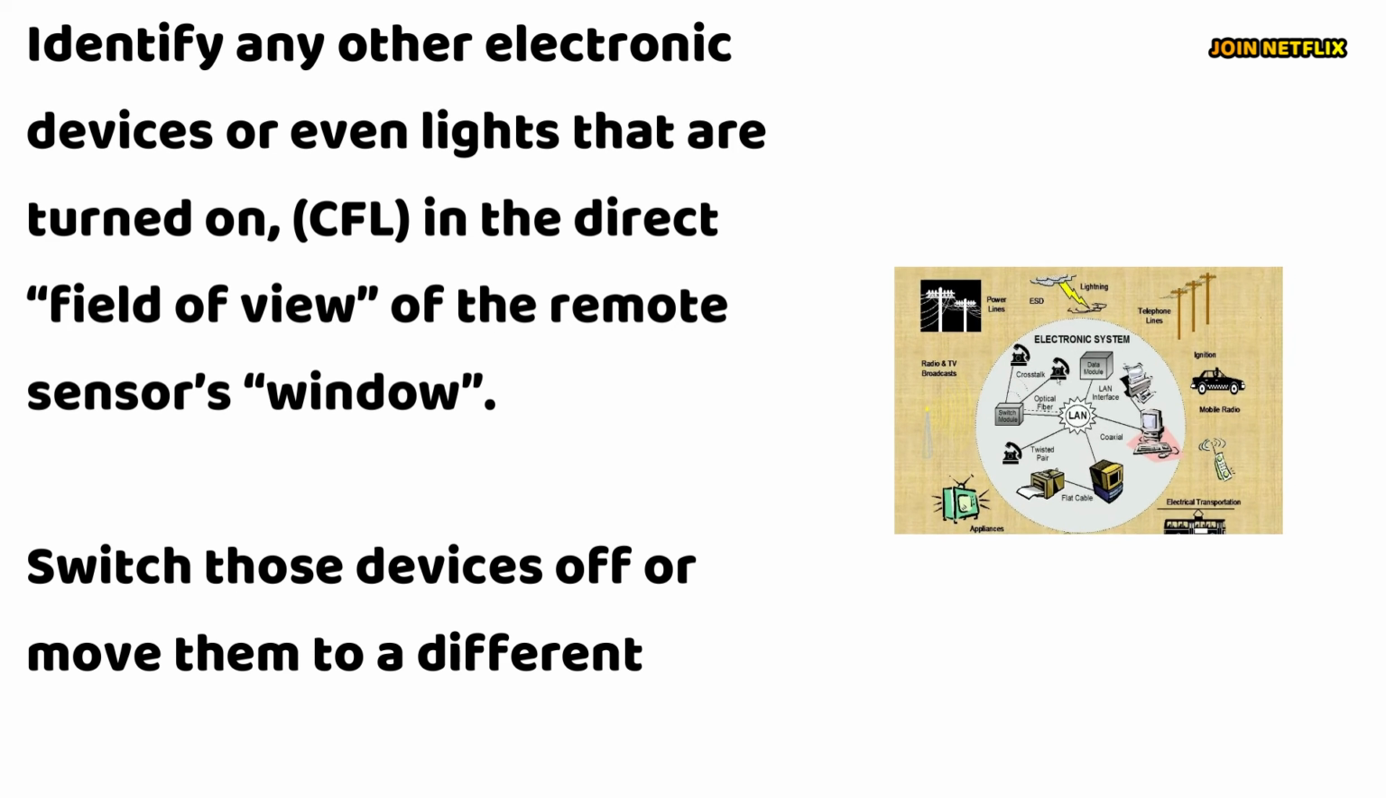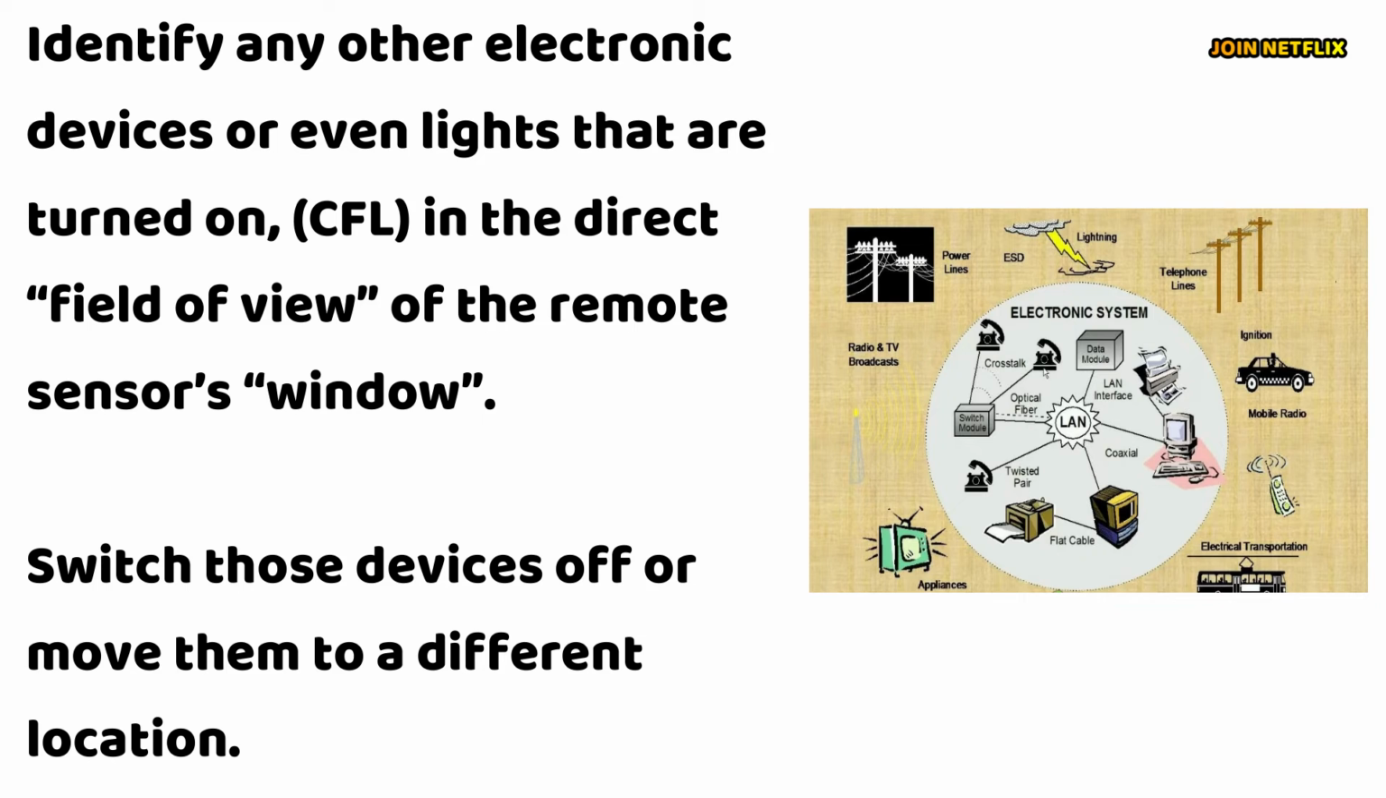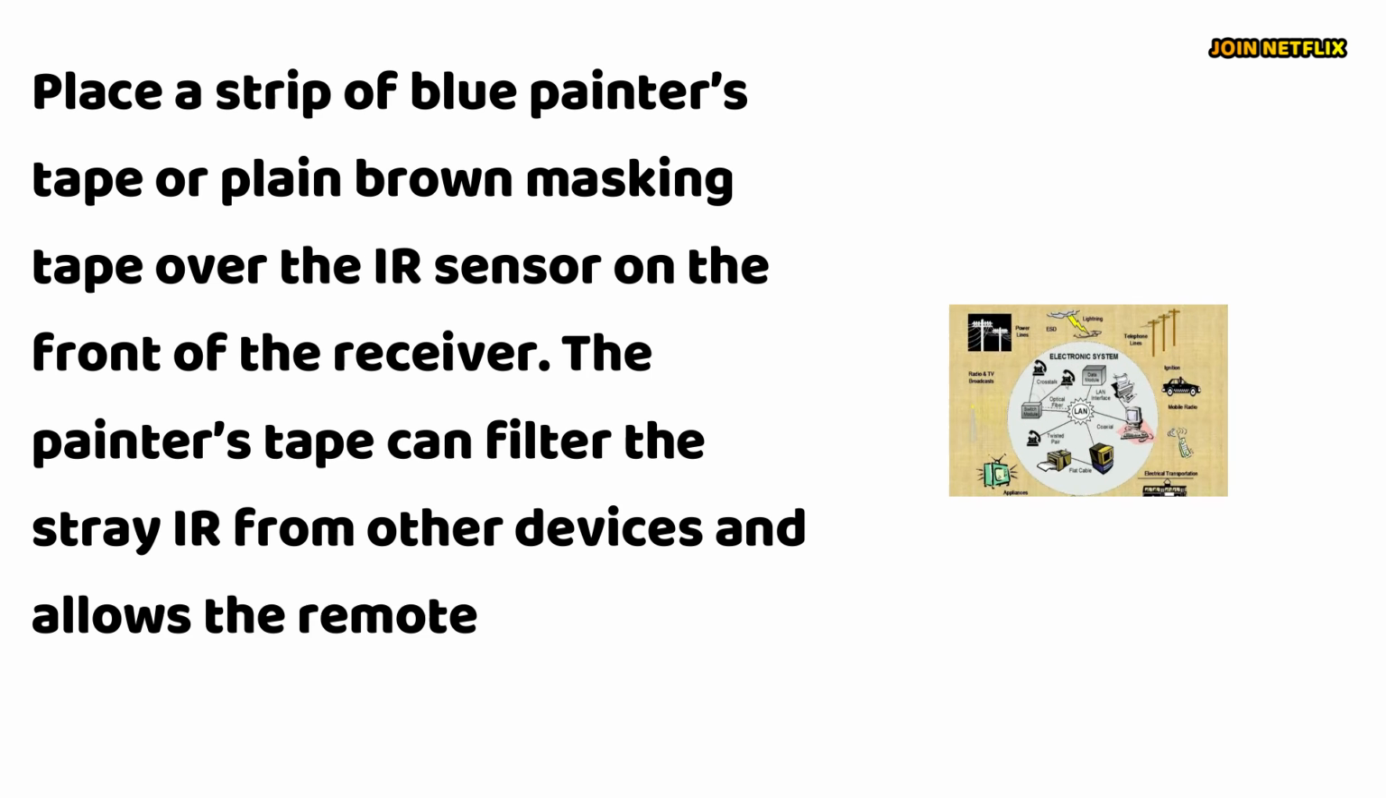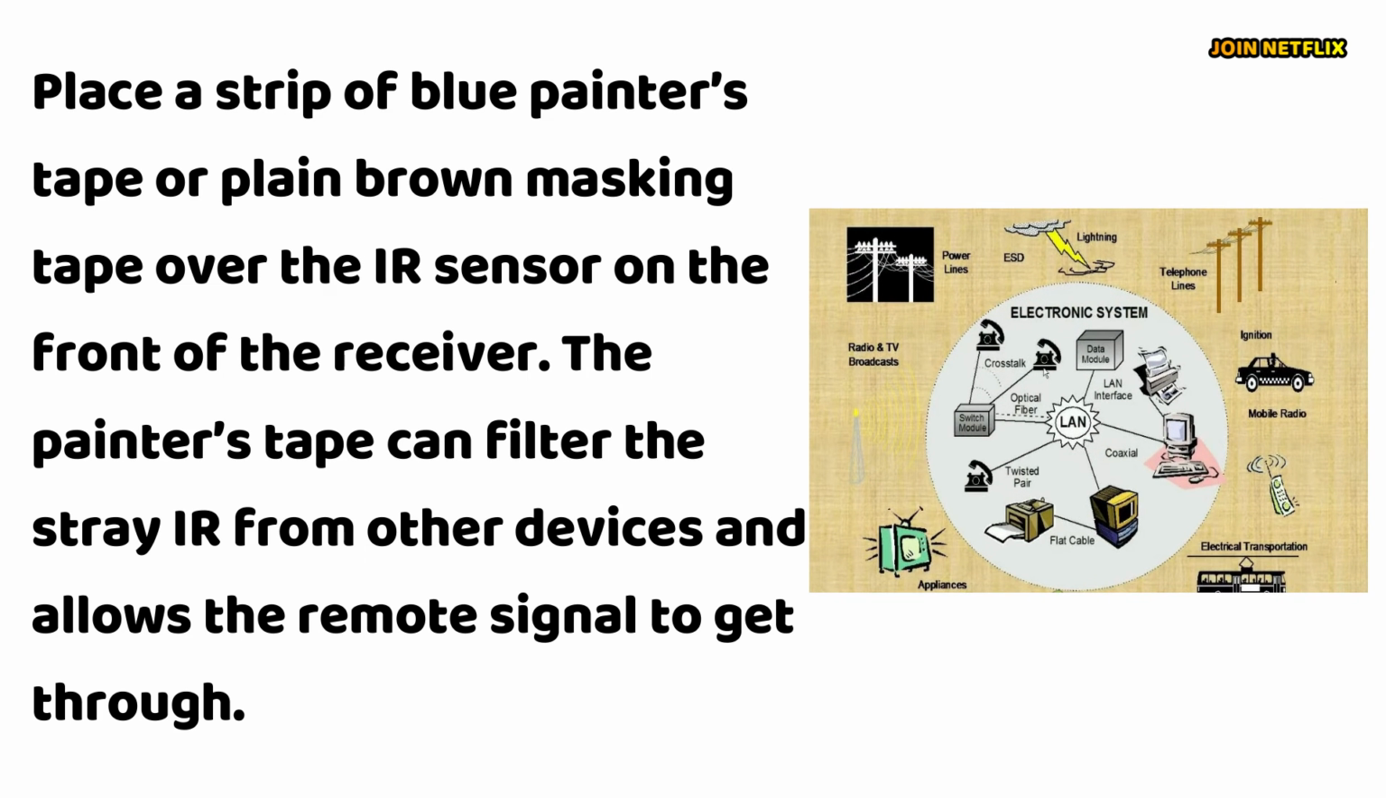Identify any other electronic devices or even lights that are turned on, such as CFL, in the direct field of view of the remote sensor's window. Switch those devices off or move them to a different location. Place a strip of blue painter's tape or plain brown masking tape over the IR sensor on the front of the receiver. The painter's tape can filter the stray IR from other devices and allows the remote signal to get through.